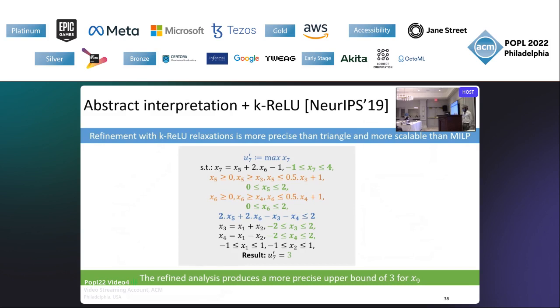Now, as I mentioned, this K-ReLU approach only applied in this case for ReLUs, so you cannot do it for sigmoid or tanh. It was also not scalable, in the sense that you can only do a limited number of 3 ReLU statements, right?